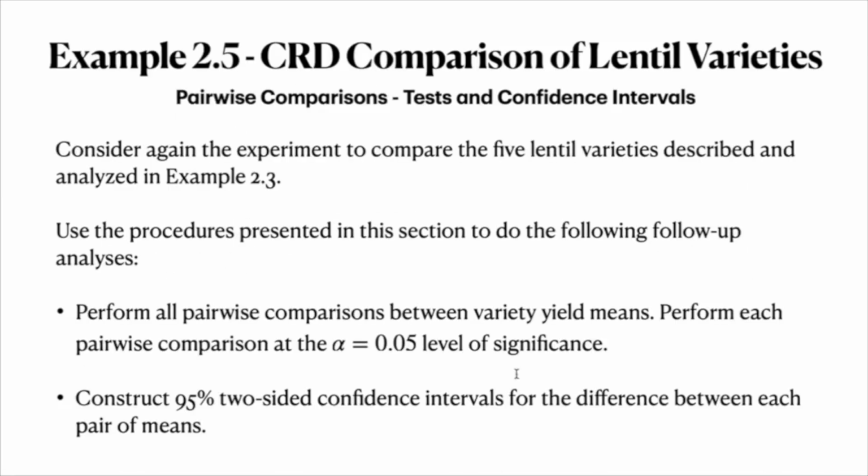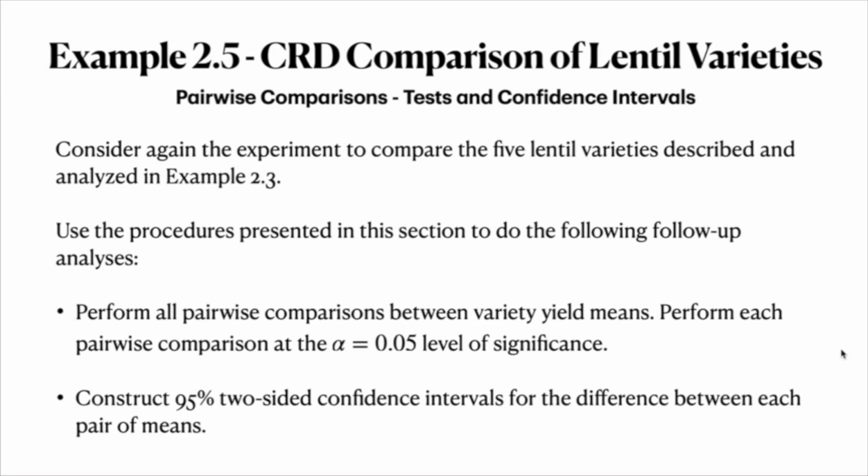I'm going to suggest that you do another example. I'm not going to work it out here in these notes, but this is more of an exercise for you to do. What I want you to do is to consider again the experiment to compare the 5 lentil varieties that we described and analyzed back in example 2.3. We did the analysis of variance for that experiment in example 2.3. And so now we're going to use the procedures presented in this section to do the following follow-up analyses.